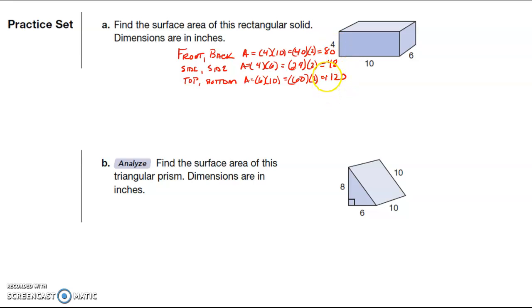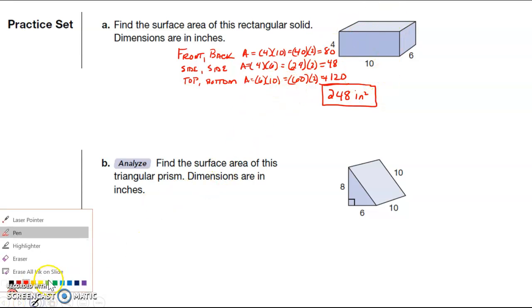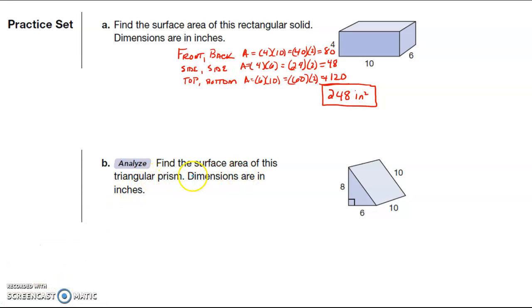Now that we have all of these numbers, we're going to add them up. Let's see, 80 plus 48 plus 120, and I get 248 inches for my surface area of this. Okay, let me change colors and let's do the next one. Find the surface area of this triangular prism.